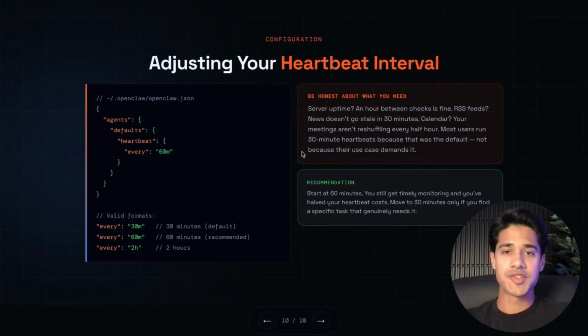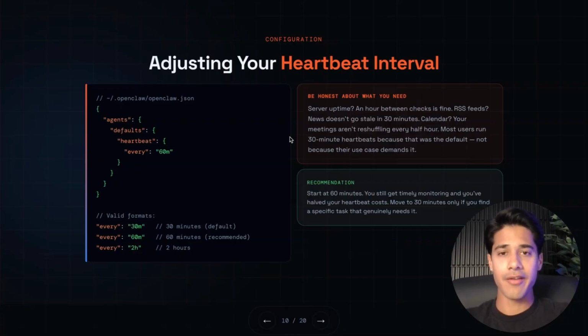Here is the exact config for adjusting your heartbeat interval. In openclaw.json, under agents, defaults, and heartbeat, set the every field to your desired interval. The format is a number followed by a unit, so 30m for 30 minutes, 60m for 60 minutes, and 2h for 2 hours. The default from day 2 setup was 30 minutes, but for most users, 60 minutes is the sweet spot.